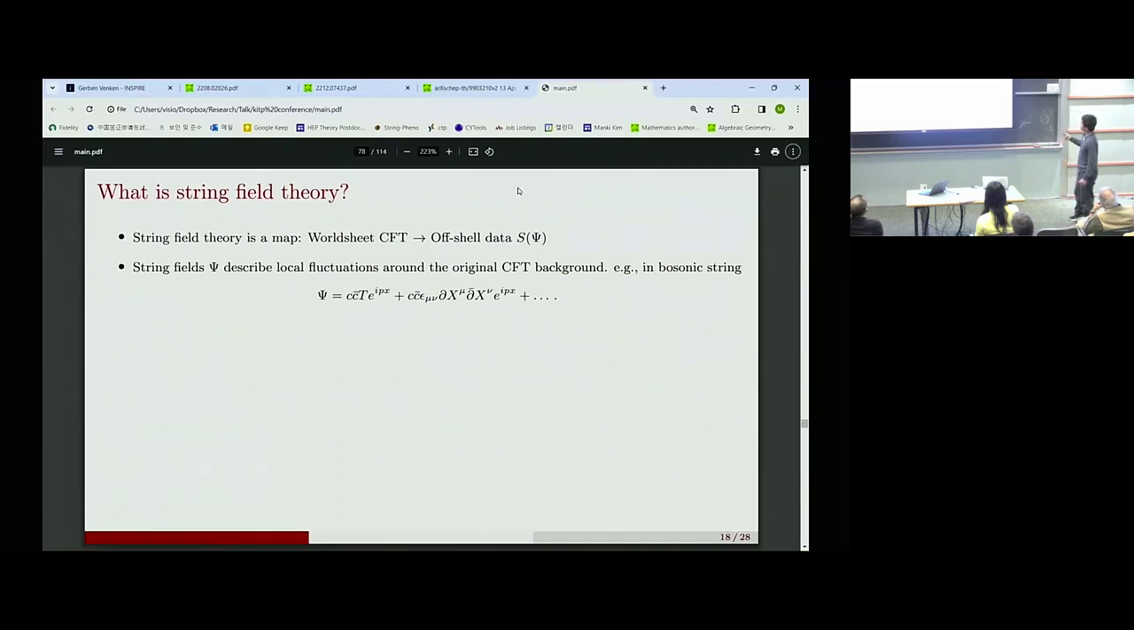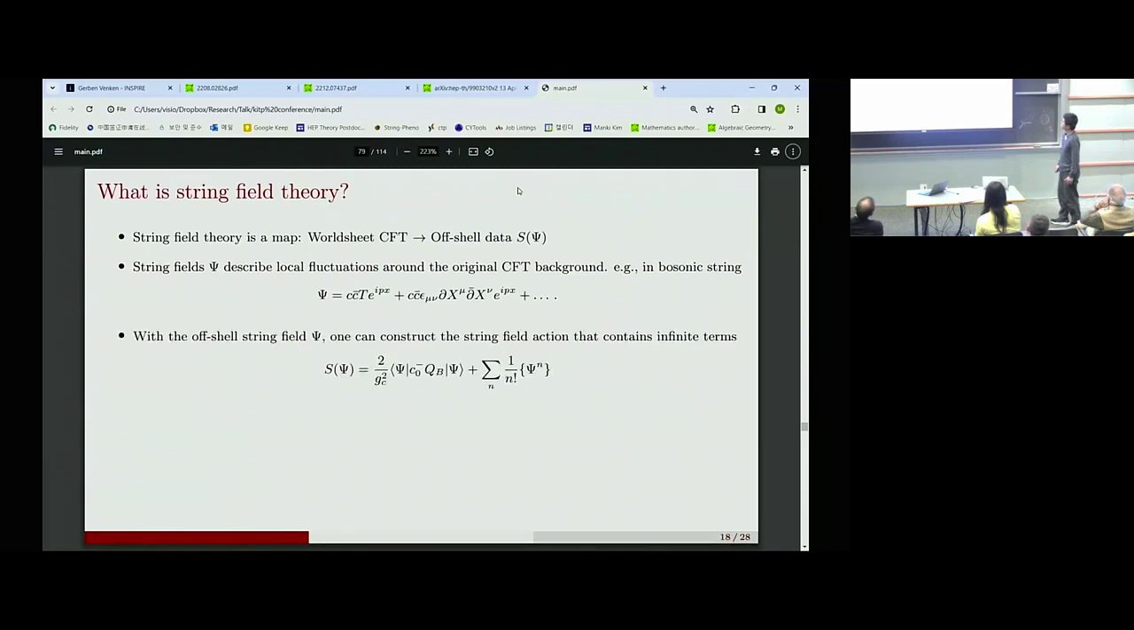For example, in bosonic string theory, you can just collect all the reasonable vertex operators that you know, combine them into one single thing, and call that the string field. The important thing in string field theory is that you don't have to impose the on-shell condition. So for example, p squared for this field doesn't have to be 0. And then you can use this off-shell string field to compute off-shell amplitudes. And from the off-shell amplitude, you can read out the string field action, which means that you also know the Feynman diagrams or Feynman rules for a string field.